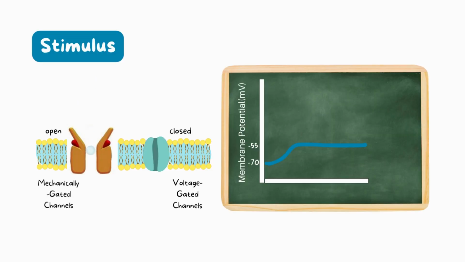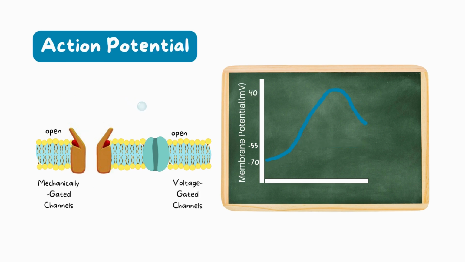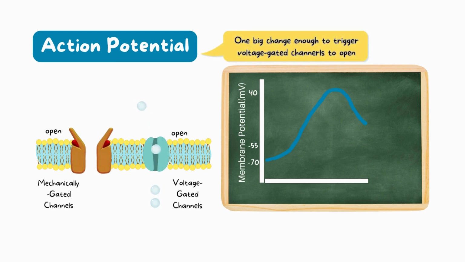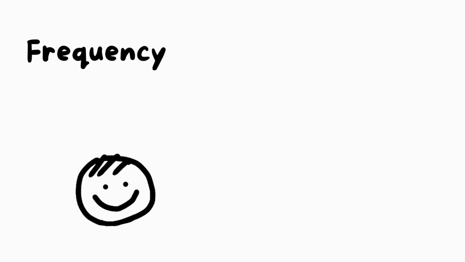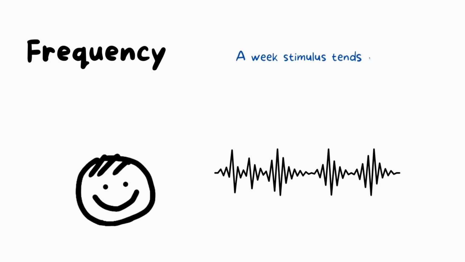Okay, now your mechanically gated channels open and sodium ions come flooding in. And soon after, your voltage-gated channels will open and then more sodium ions come inside. And then it will go up so much, it will go up to positive 40 millivolts. And this will cause it to send a signal.